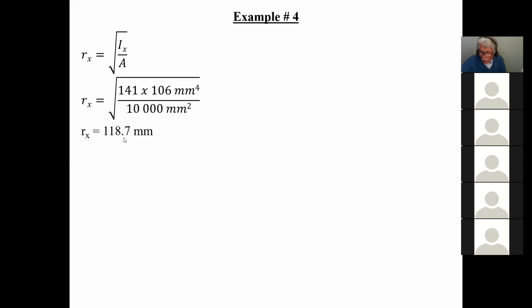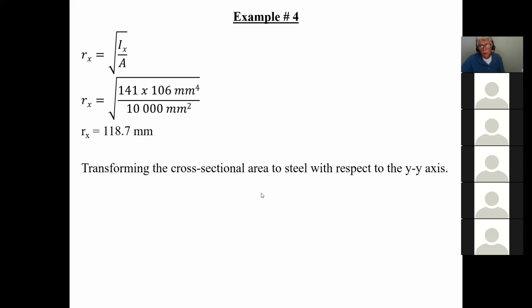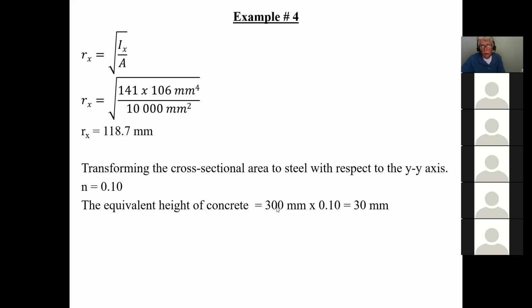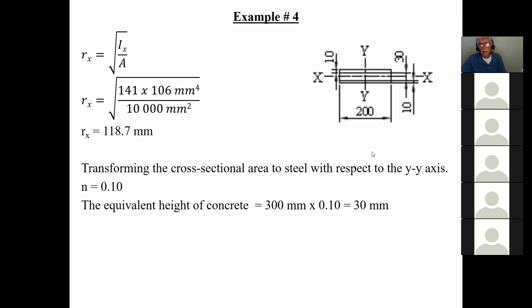Now, what we need to do is, of course, do it with respect to the y-axis, and therefore transform the section with respect to the y-axis. Well, we have the same ratio. That doesn't change anything. The only thing is that now we transform all the dimensions parallel to the y-axis and not the x-axis. And therefore, we change the 300 to 30 millimeters. And of course, this is what it's going to look like.